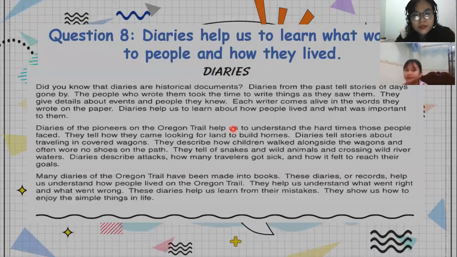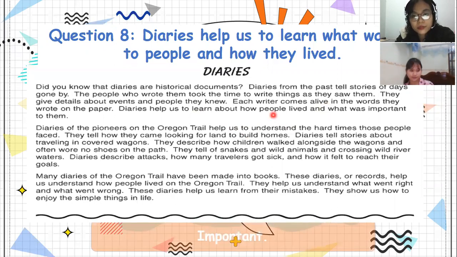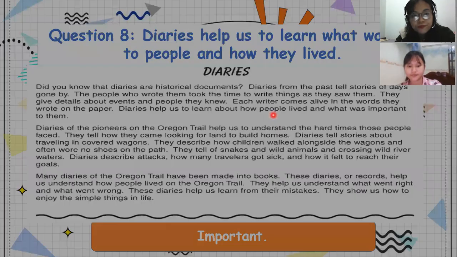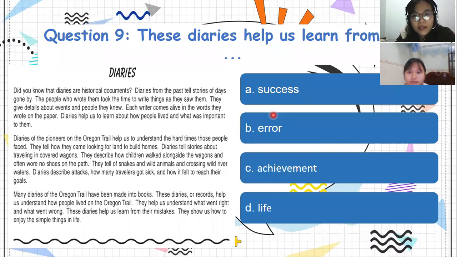Okay, so now: the diary helps us learn what was important to people and how they lived. This is the last sentence here. This one is the easy one, right? The last sentence of paragraph one: what was important to them, right? To people. So I think we have the last question here. The diary helper learned from there.